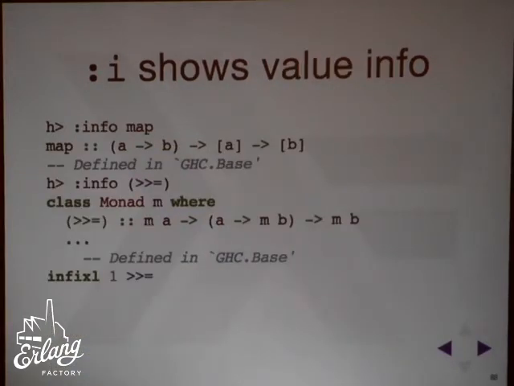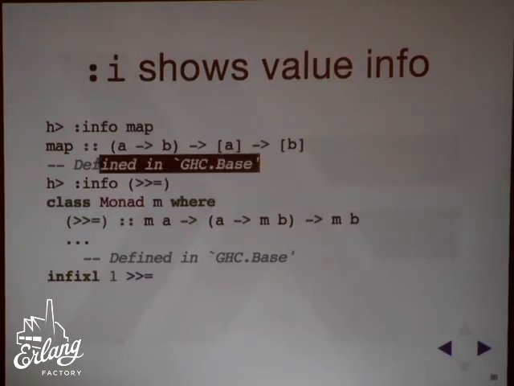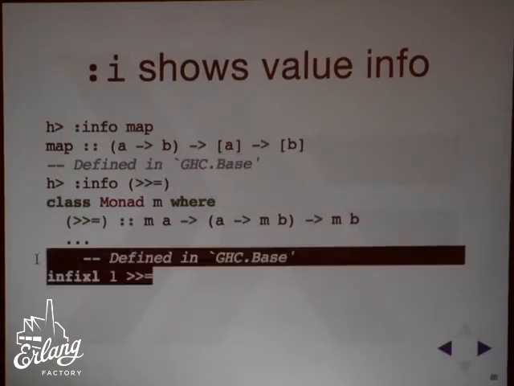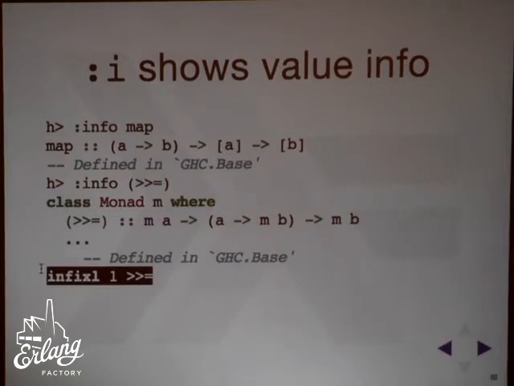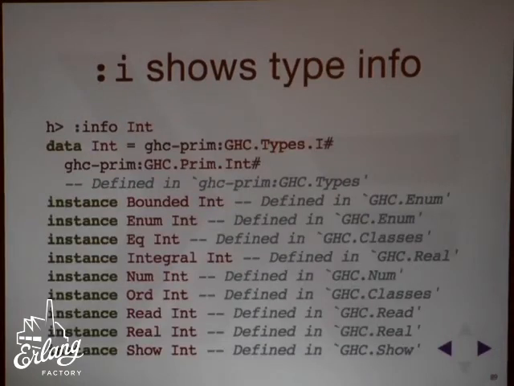And info can also give you information about other things. And the nice thing about it is that it'll tell you where they're defined. So if I want to go look up the implementation of map, I can just go to Google and search for map and find it in GHC.Base, or I can search for GHC.Base and just find it. And it'll also tell me the fixity of the operator. So if I want to know if I need parentheses or not, it'll tell me. And it'll give me information about types too.